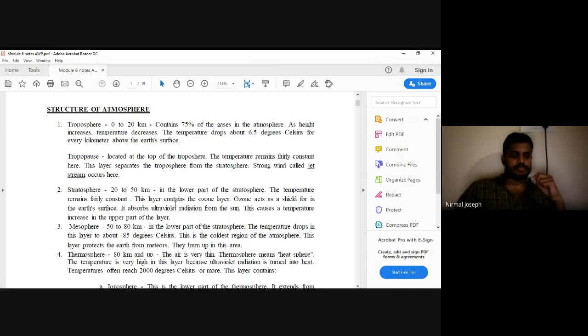Then the next region is the tropopause. The name suggests it: the troposphere is pausing.